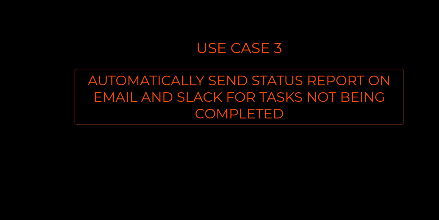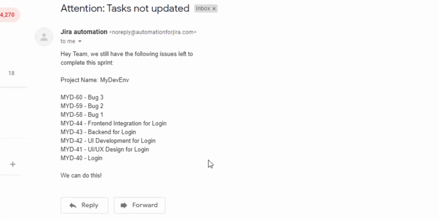Moving on to our next use case, which is to automatically send status reports on email and Slack for tasks not being completed. In project management tools like Jira, we give sprints with a fixed start and end date. Each sprint has a certain set of given tasks that is to be completed in the given time frame.